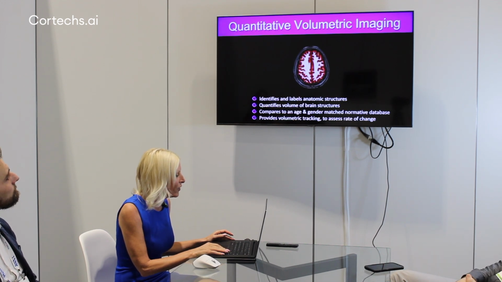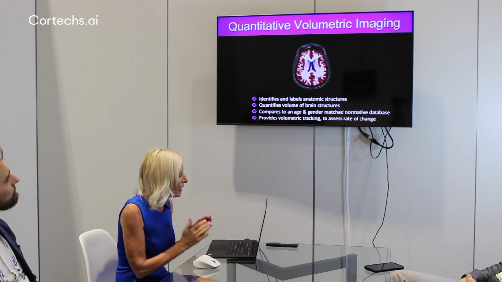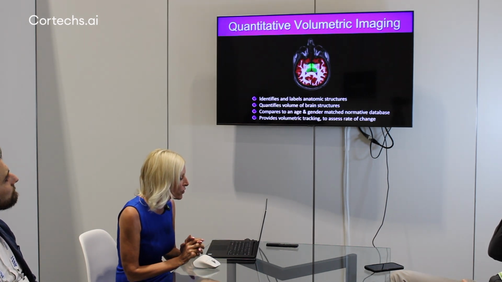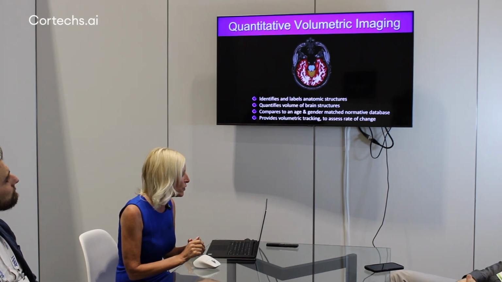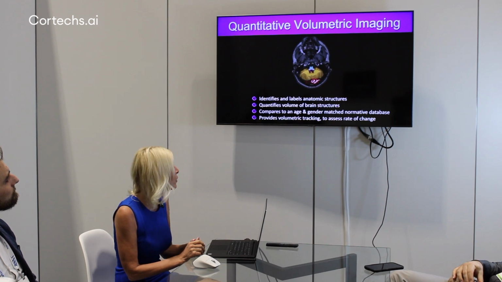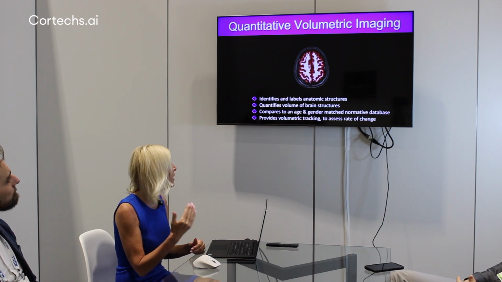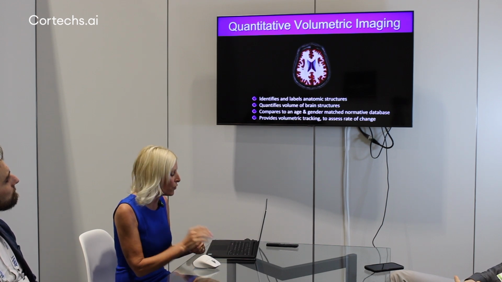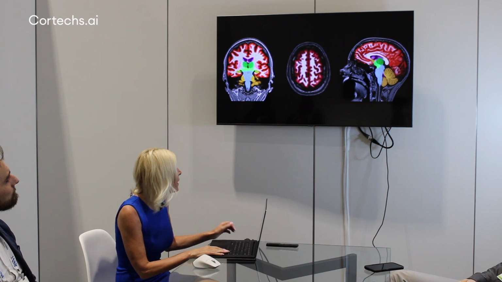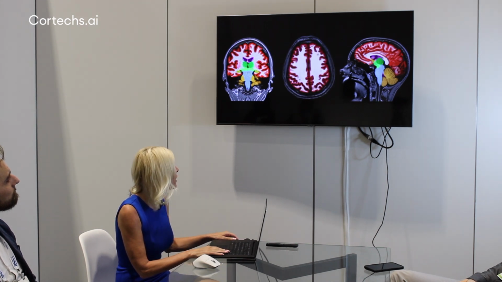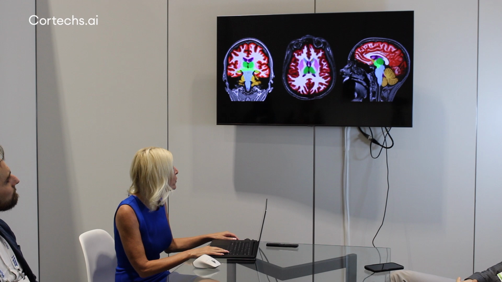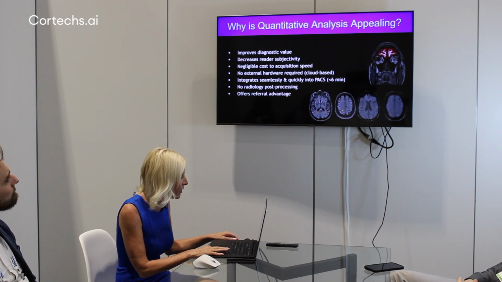So quantitative volumetric imaging, or QMRI, identifies and labels anatomic structures and then quantifies the volume of those brain structures and compares that to a large age and gender matched normative database. And that allows us to have a volumetric tracking to assess for rate of change over time. This is what the segmentation looks like here. And so all the pertinent substructures of the brain are segmented.